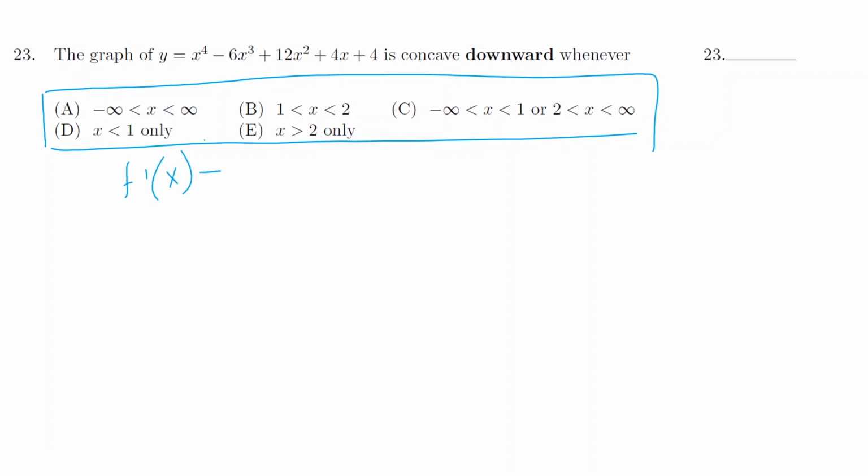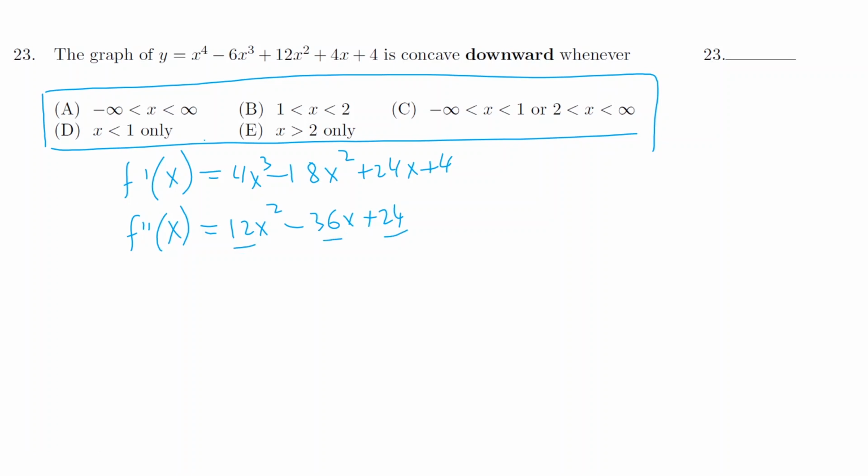So f prime of x is equal to 4x cubed minus 18x squared plus 24x plus 4. And right away take the second derivative. F double prime of x is equal to 12x squared minus 36x plus 24. I know that 12, 36, and 24 all have 12 as a factor. So I'll just factor 12 out, and I get x squared minus 3x plus 2. Then I'll further factor this, which is 12 times (x minus 1) times (x minus 2). You can check it by multiplying it back.